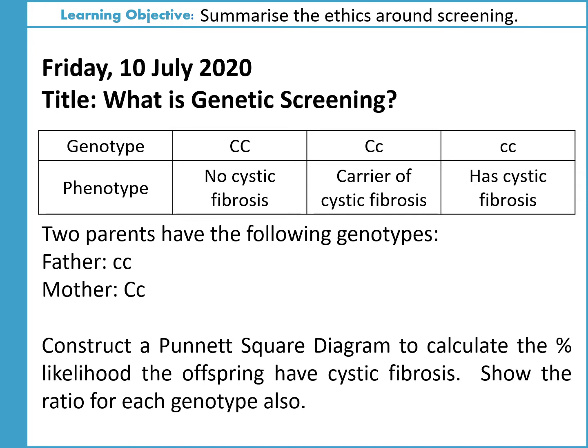You need to show the ratio for each type, and I'd also like you please to indicate which of those genotypes that you show in your Punnett square would produce a child that has cystic fibrosis. I will put a slide at the end just to show you what the answer to the Punnett square should be. So if you could pause the slide and do that now, please.